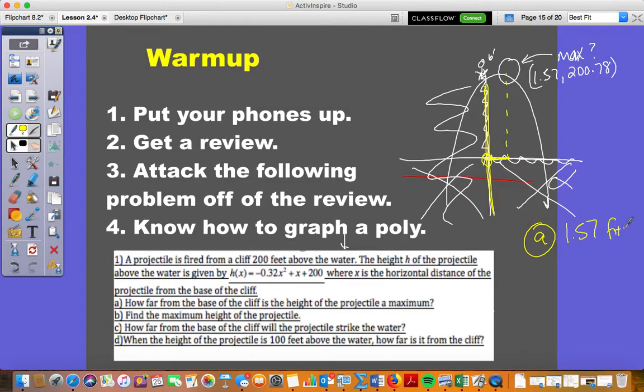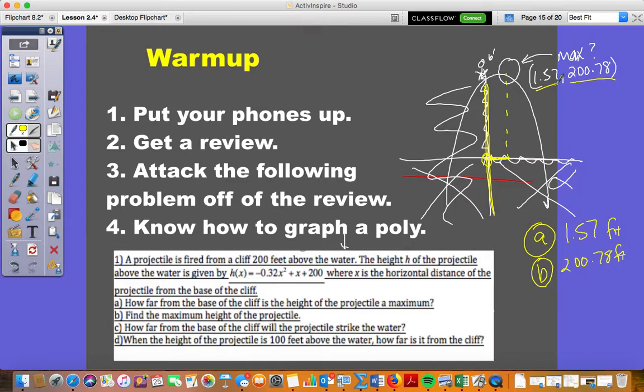So 1.57 feet, okay? Look at part B. Find the maximum. You see the difference there? Find the maximum height would be what? That would be the 200.78. 200.78 feet. Good. Okay. That's the height. That's the distance from the base. Okay. Cool. Any questions off that so far?